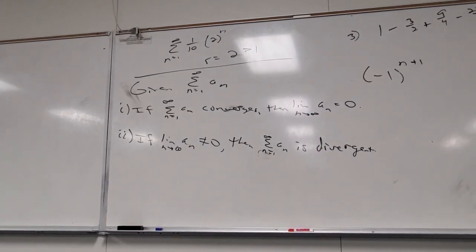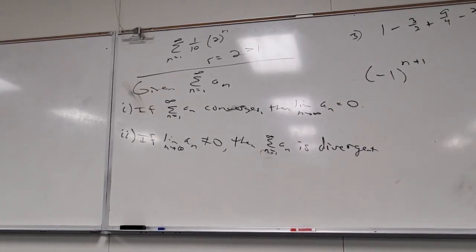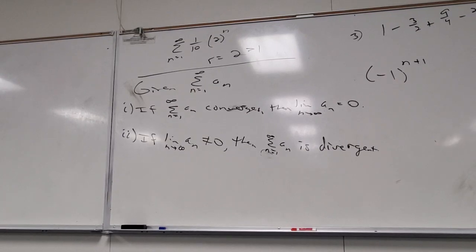Now what students somehow take from that is they'll do a limit and say it's zero and they're like, there you go, it converges. No, that means it has a chance to converge. So what's the big deal about chapter 11? What are we going to do? The minute we know it has a chance to converge, we're going to develop all these different tests to apply to see if it does converge, right?